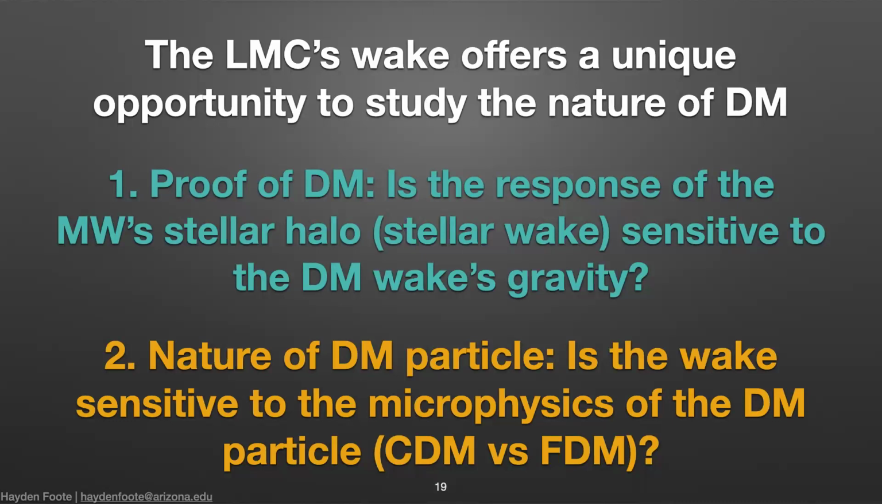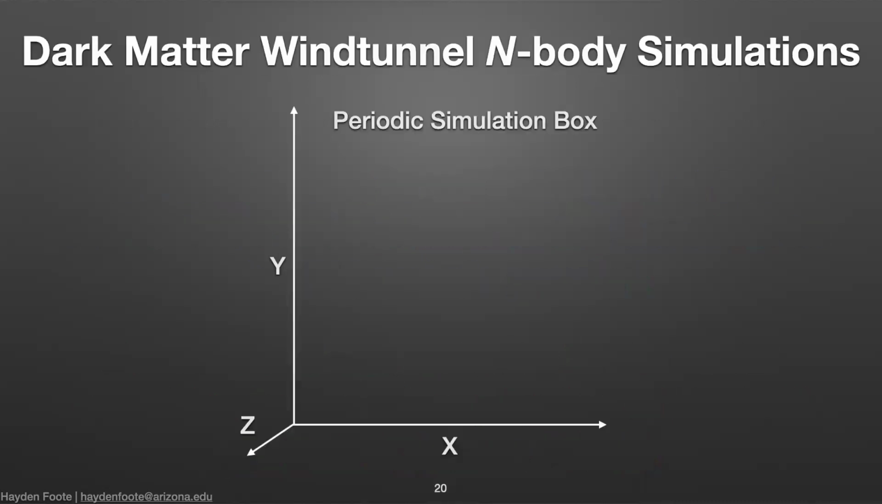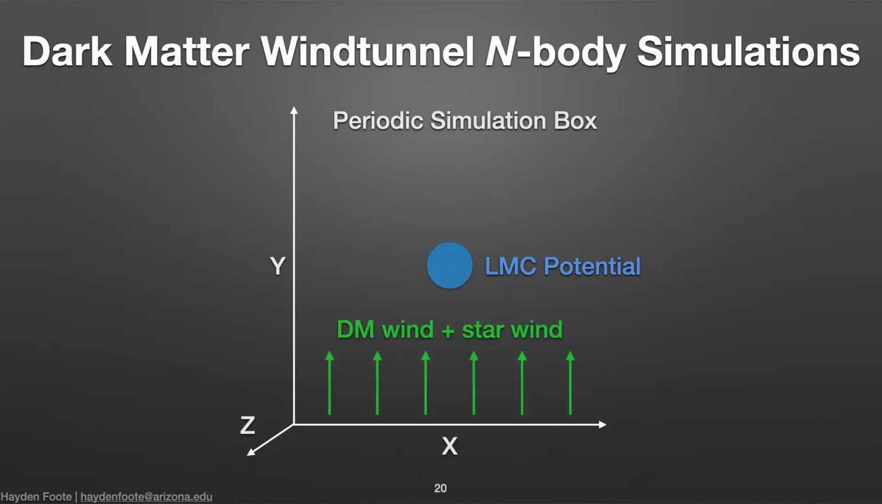And so the setup we're using is something I like to call a dark matter wind tunnel. We're working in the rest frame of the LMC. We start with a periodic simulation box, and the LMC is just an externally imposed Hernquist potential that stays at the center of the box throughout the integration. The dark matter and the star particles are a homogeneous background that we give a velocity boost. So it flows past the LMC, and we can study the wake that forms downstream.